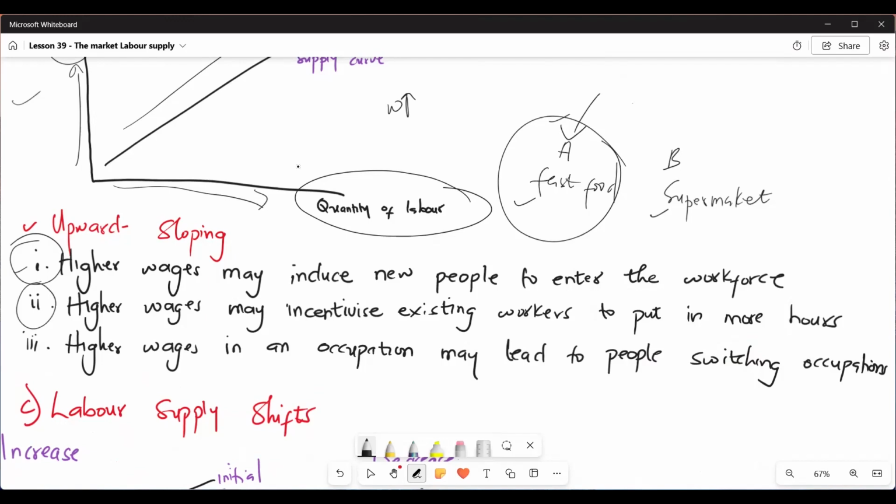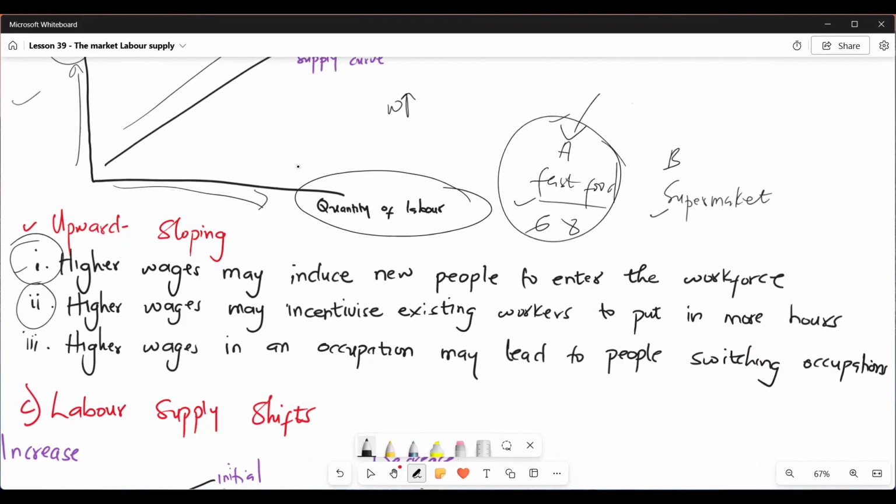The second reason is that higher wages incentivize the existing workforce to put in more hours. Apart from people entering the market, there are existing workers. For instance, let's say the average working hours of people originally working in the fast food industry is 6 hours per week. If wages go up, upward labor supply implies that people already working 6 hours will decide, okay, now wages have gone up, I can work more. They'll increase their labor supply to maybe 8 hours per week or 10 hours per week.